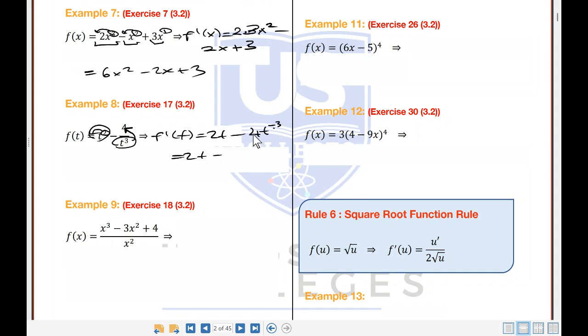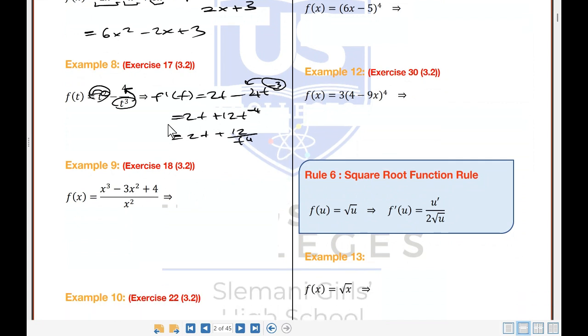So negative 3 times negative 4, 12 t to the power of negative 3 minus 1, negative 4. So I pulled the power out in front. Negative 3 by negative 4 becomes 12. And I decreased the exponent by 1, it becomes minus 4. So it is 2t plus 12 over, when you get rid of the negative power, t to the 4. Okay, that's the final answer, simplest form.